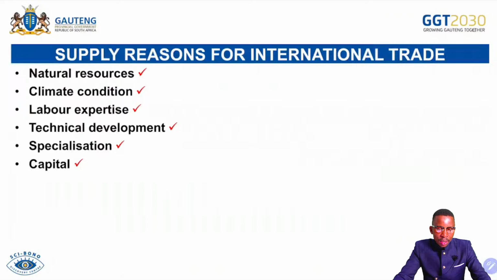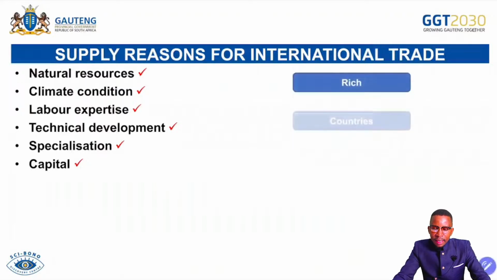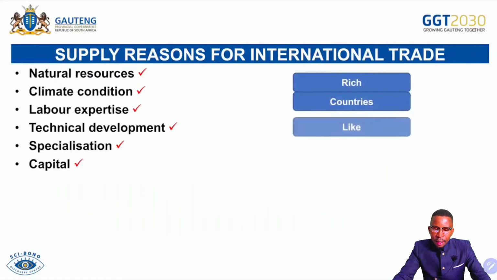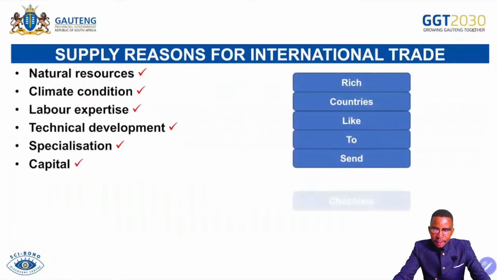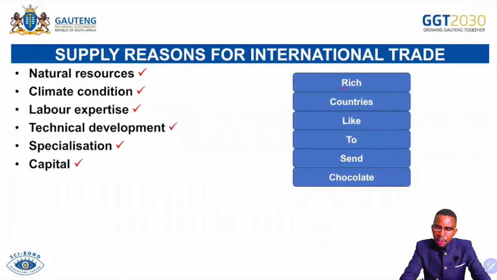So we have natural resources, climate condition, labor expertise or labor resources, technical or technological development, specialization, and the capital. So here, to remember, we say: rich countries like to send chocolate. So R stands for natural resources, C stands for climate condition, L stands for labor resources, T stands for technical development, S stands for specialization, and then C stands for the capital.